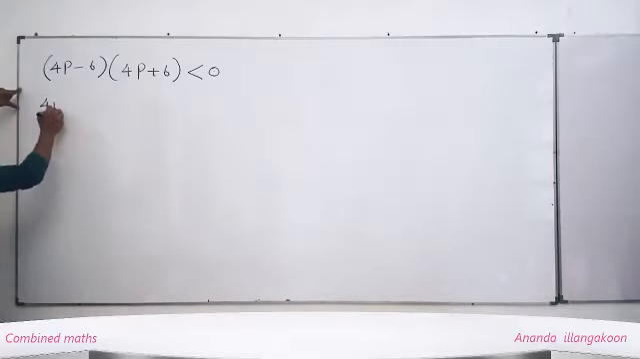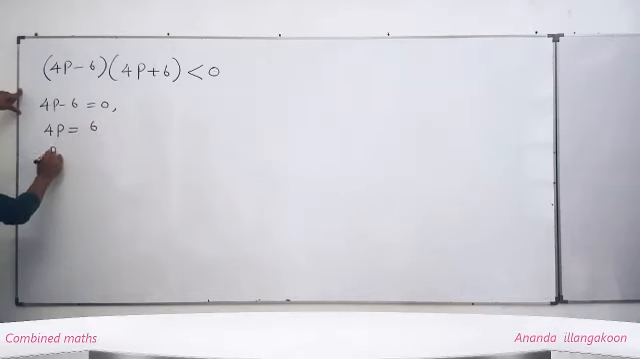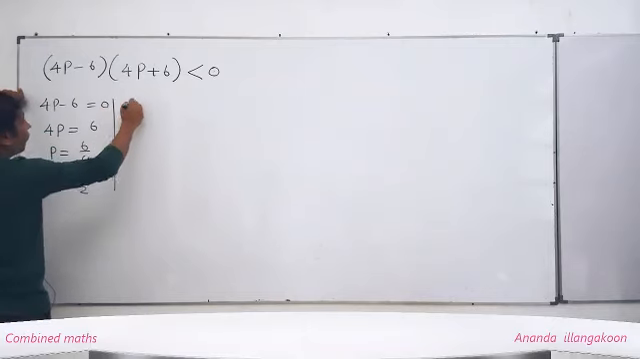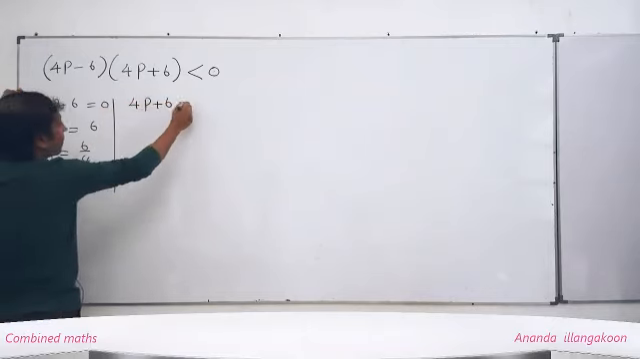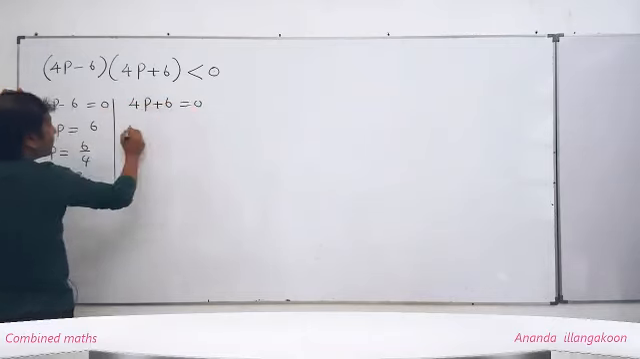Right, once you equate this to 0, 4p is the right hand side 6, divided by 4, so p is 3 by 2. Here, take the right hand side, minus 6, divided by 4. P has 2 values. Now these values only, people, we mark on the number line.